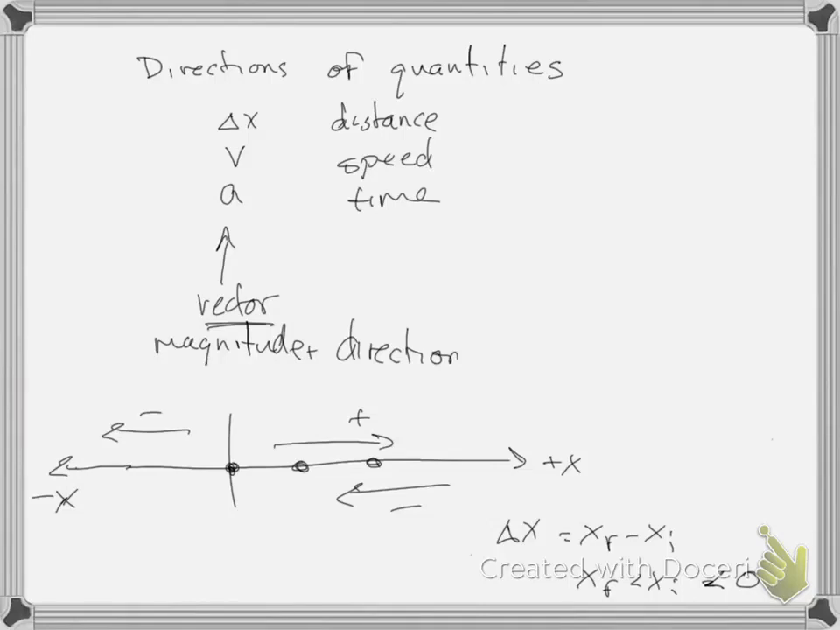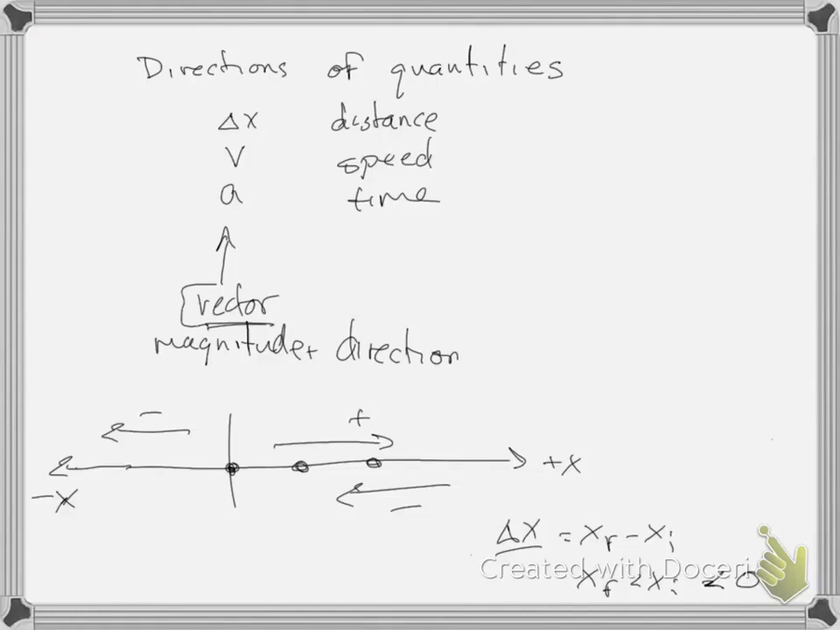That means velocity, if I'm moving to the right, is positive. If I'm moving to the left, is negative, because velocity is displacement over time. So if the displacement's positive, then the velocity is positive. If the displacement's negative, the velocity is negative. Acceleration has to do with how the velocity changes. If the change in velocity is positive, then the acceleration is positive. If the change in velocity is negative, the acceleration is negative. We'll come back to that in a second.